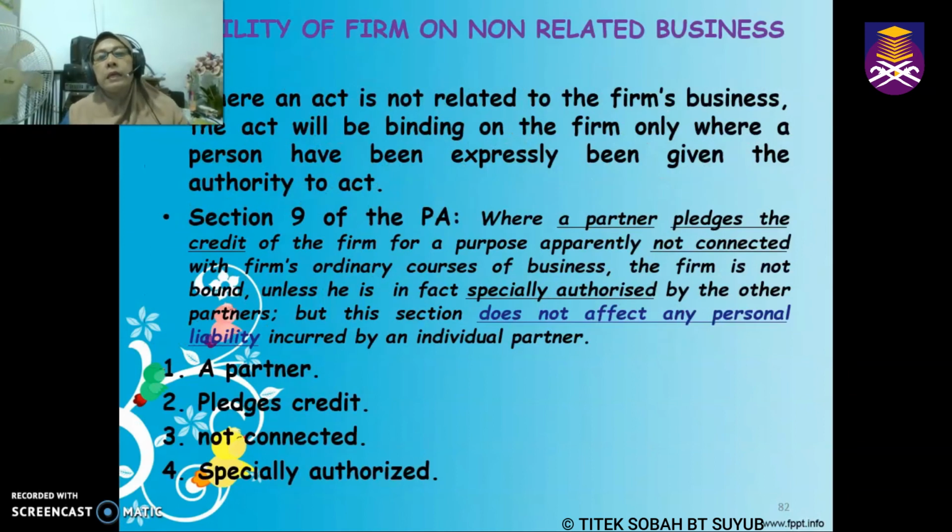Now let us go through the liability of the firm on a non-related business. Just now, under section 8, we looked at the situation where what is being done is related to the business and is done by a person who is given authorization. That person need not be a partner of the firm. It can be somebody else who is acting on behalf of the firm. So the firm can delegate the said task to somebody else, and as long as it is related to the firm, the firm will be held liable.